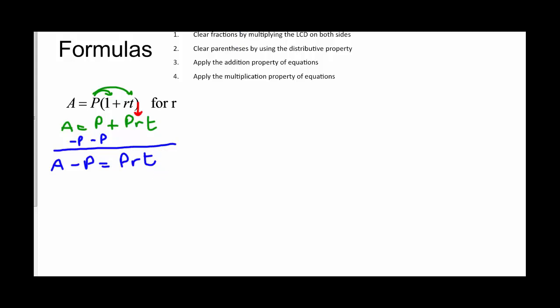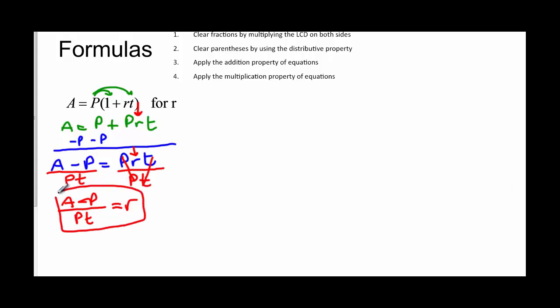Well, now I'm looking at this problem, and I want to get to that r again, but I've got this p and this t that are being multiplied by it. And how do you get rid of something that's being multiplied by your variable? You divide it. So I need to divide this side by pt, and I have to divide the whole other side by pt. And when you're working with fractions, you can just divide the whole side. So the p's and the t's become factors of 1, and we're just left with r equal to a minus p on the top divided by pt on the bottom. And I'm good with that answer. You don't have to take it any further than that.